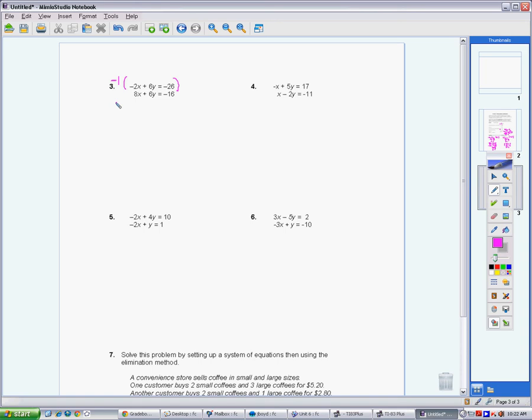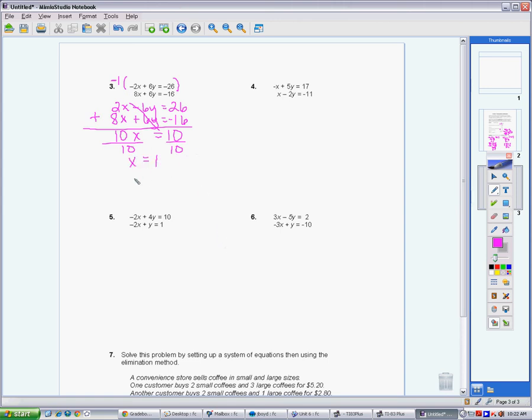So I get 2x minus 6y equals positive 26. That negative and negative become positive. And I'm going to rewrite my second equation: 8x plus 6y equals negative 16. Now I'm ready to add my equations together. I get 10x, my y's eliminate, equals 10. Solve for x, I'm going to divide by 10, and x is going to equal 1.